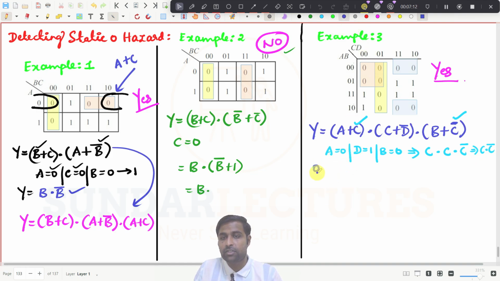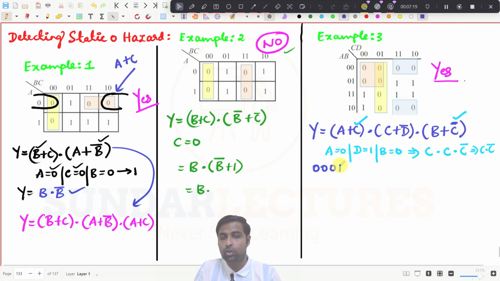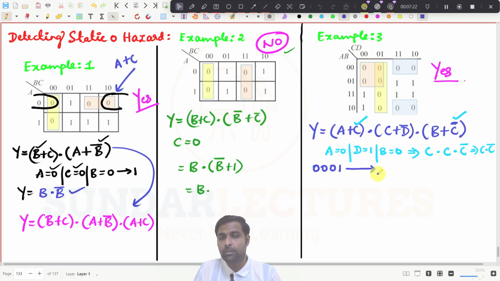So what happens now? I will just write down the expression to understand. First is A, it is 0. Second is B, it is also 0. And let C be 0 and D is equal to 1. And if this input changing, this one and this one, you should not change. So this is 0, 0, and when C is changing from 0 to 1, if 0, 0, 0, 1 changes to 0, 0, 1, 1, then there will be a static zero hazard. You can conclude like that.